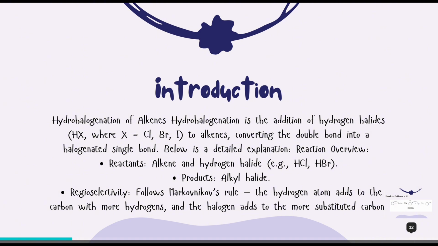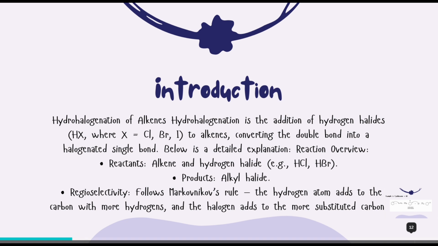Hydrohalogenation of alkenes is the addition of hydrogen halides, HX, where X is chlorine, bromine, or iodine, to alkenes, converting the double bond into a halogenated single bond. Below is a detailed explanation, the reaction overview.